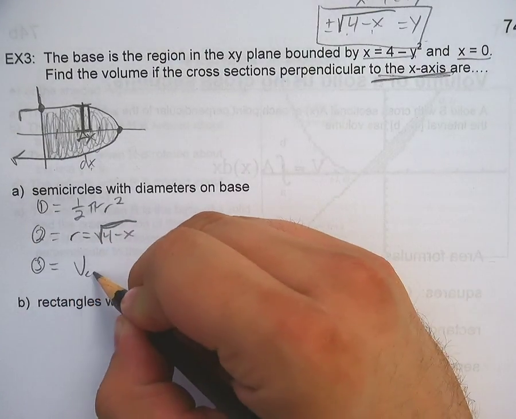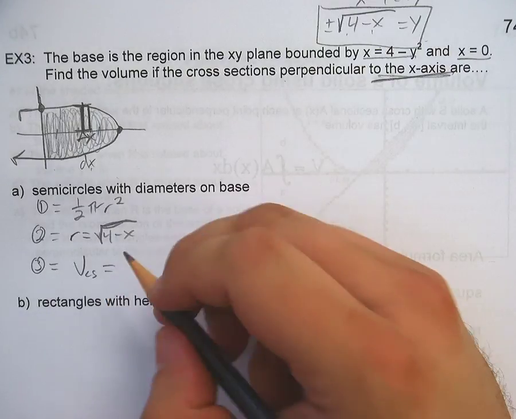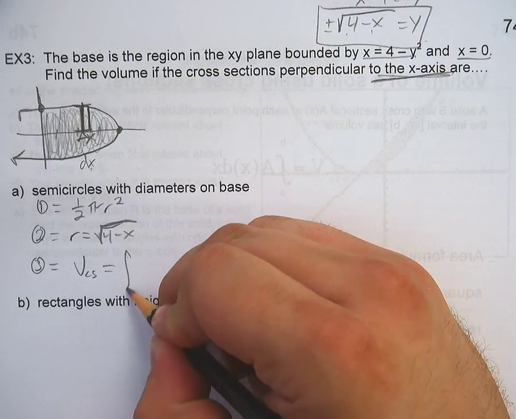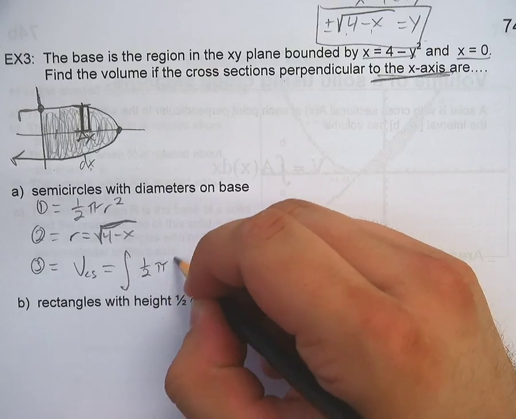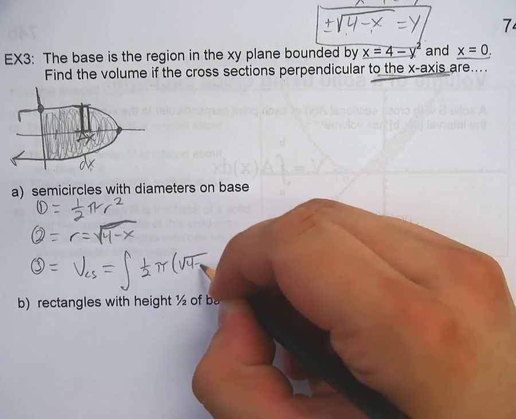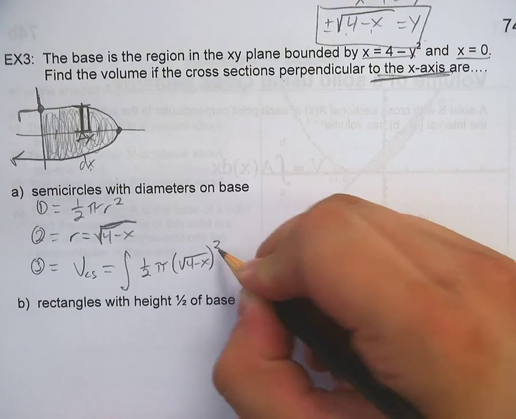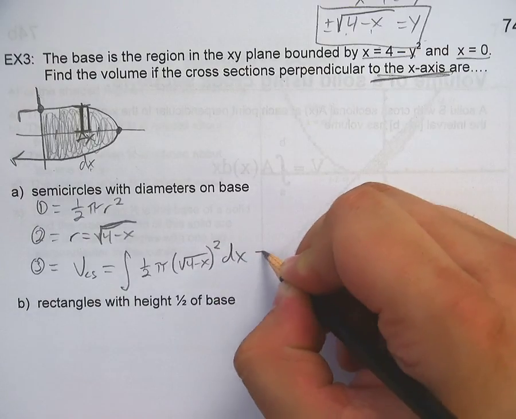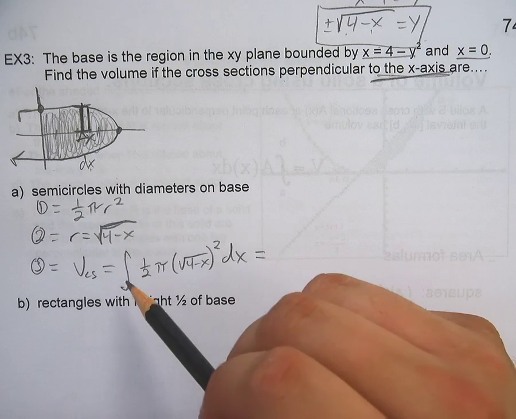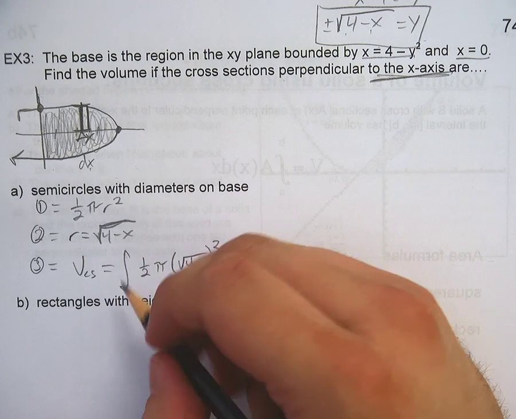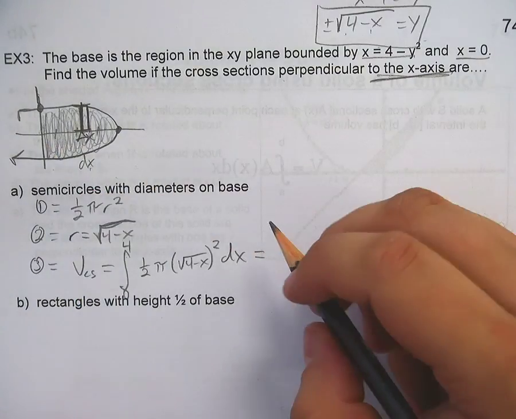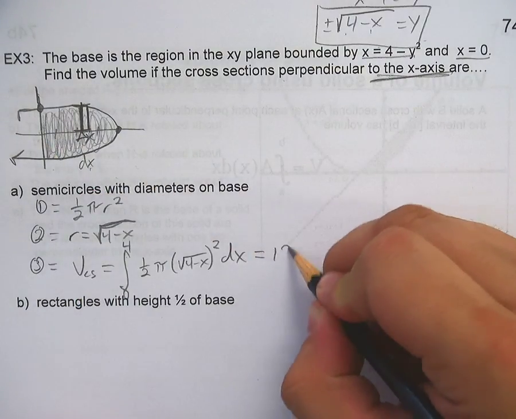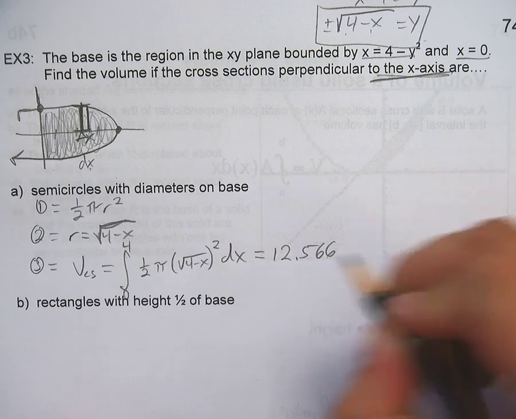So volume of your cross section is going to be the integral of 1/2 pi r squared dx. And my limits of integration using my x values are from 0 to 4. That's the lowest x value to the highest x value. And that is 12.566.